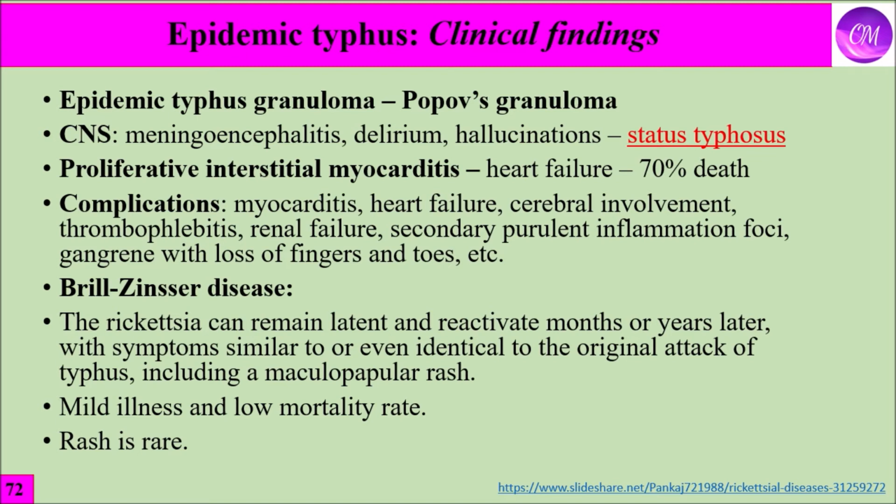What makes the Brill-Zinsser disease? The rickettsia can remain latent and reactivate months or years later with symptoms similar to or even identical to the original attack of typhus, including a maculopapular rash. This disease we call the Brill-Zinsser disease. Mild illness and low mortality rate, and rash is rare in this disease.